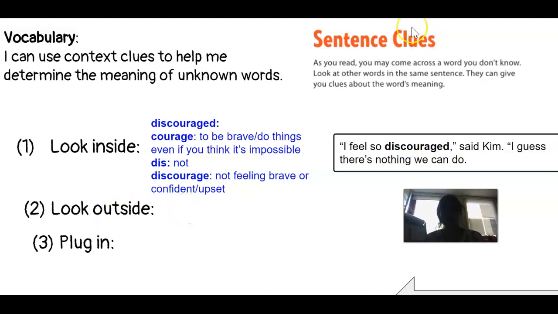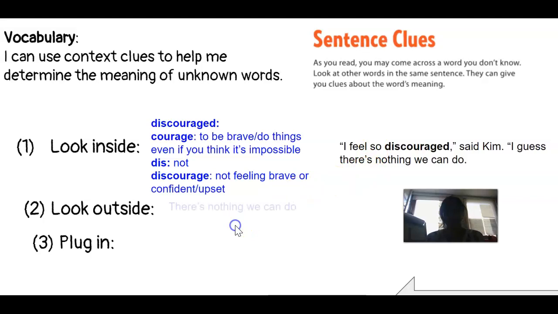Now we're going to look outside the word, thinking about the sentence clues, the words that are around this word. So when I reread the sentence, I notice that there are words that connect to the inside of that word. Courage or not having courage. There's nothing we can do. So you're feeling hopeless or disappointment. So let's plug in.